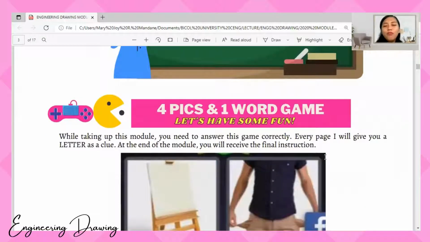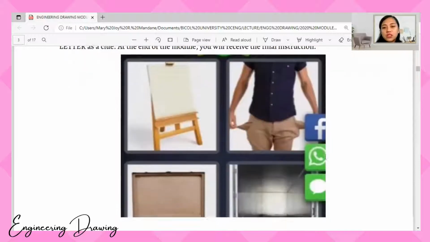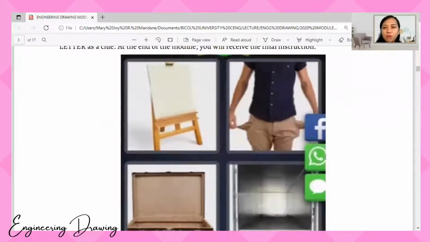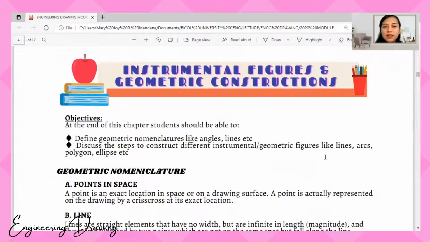Anyway, so this is our 4 picks and 1 word game. So let's have some fun while taking up this module. You need to answer this game correctly because every page I will give you a letter as a clue. And at the end of the module, you will receive the final instruction. Okay, so that's the 4 picks and 1 word. Okay, so let us begin.